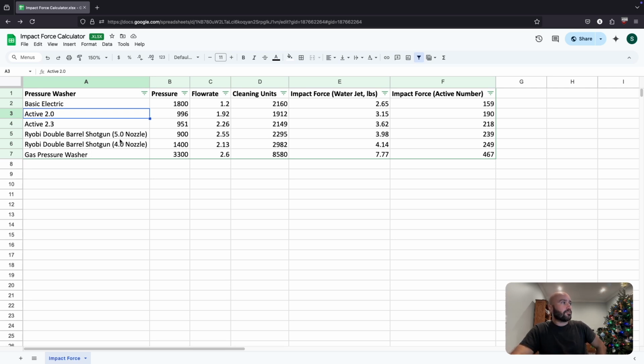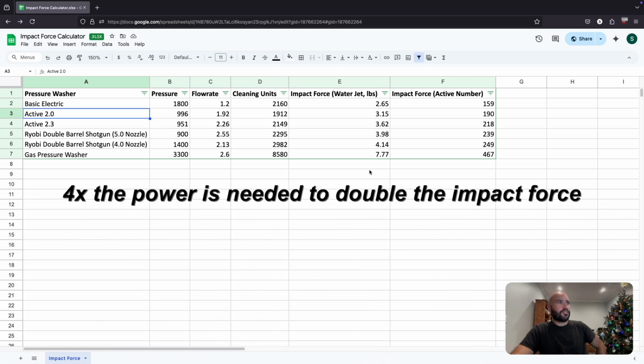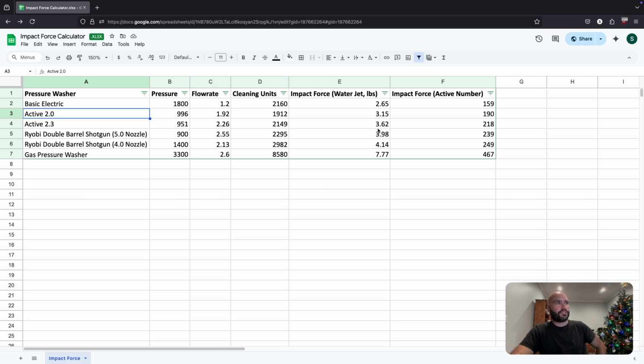But this is from Jason at AMI Details. He put up the numbers for his setup, and so that's what I used to generate the impact forces there. And then I went online, looked up a regular gas pressure washer that had 3,300 psi, 2.6 gallons per minute, and you can see that the cleaning units are huge, but it's really only about twice of an Active 2.3. So yeah, the gains aren't as big as we might think.